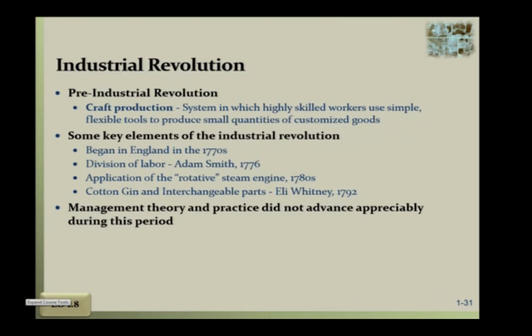Also, division of labor by Adam Smith. You probably had that in your economics classes. Basically, Adam Smith says if we have division of labor, that is the most efficient way of doing the work, a specialization of the work, and then for the work you do, you have compensation and use your compensation to buy other services and products. Other major developments are the cotton gin and interchangeable parts, and that is credited to Eli Whitney.